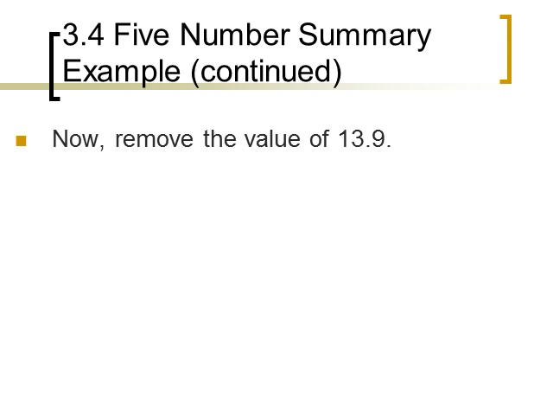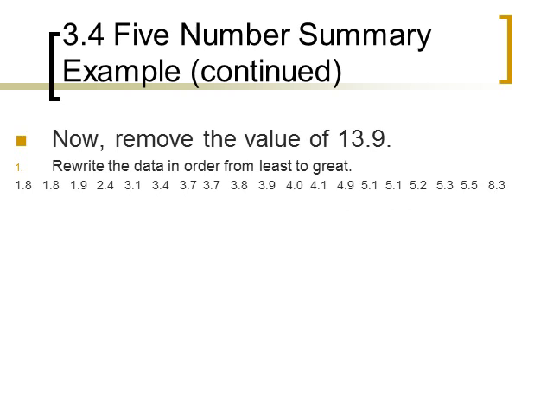Now, what happens if we remove one of the numbers from the original list? So let's remove the number 13.9. And here's the list that we now have. So if we remove that one number, I now have 19 numbers in this data set. So let's go ahead and figure out what's half of 19. So 19 divided by 2 is 9.5.